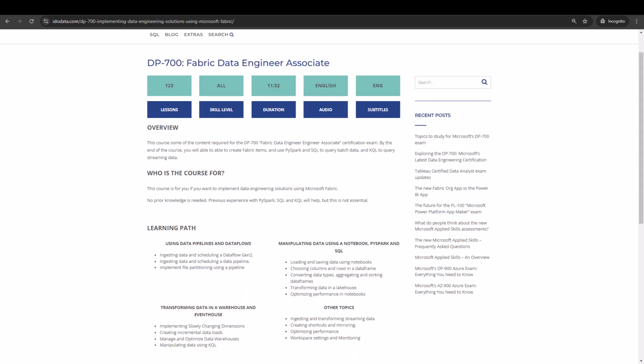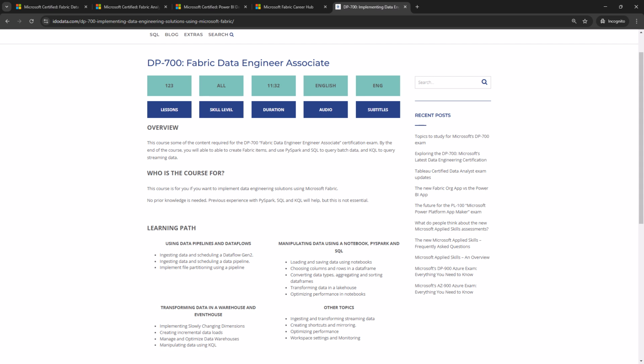Now, this course starts from the very beginning. You don't need to have prior experience with Fabric. And we will be starting from the beginning with the three languages that you will need: PySpark, SQL, and KQL. So in this course, you'll be looking at data pipelines and data flows, manipulating data using a notebook, PySpark, and SQL, transforming data in a warehouse, and other topics such as shortcuts and mirroring, optimizing performance, and streaming data.